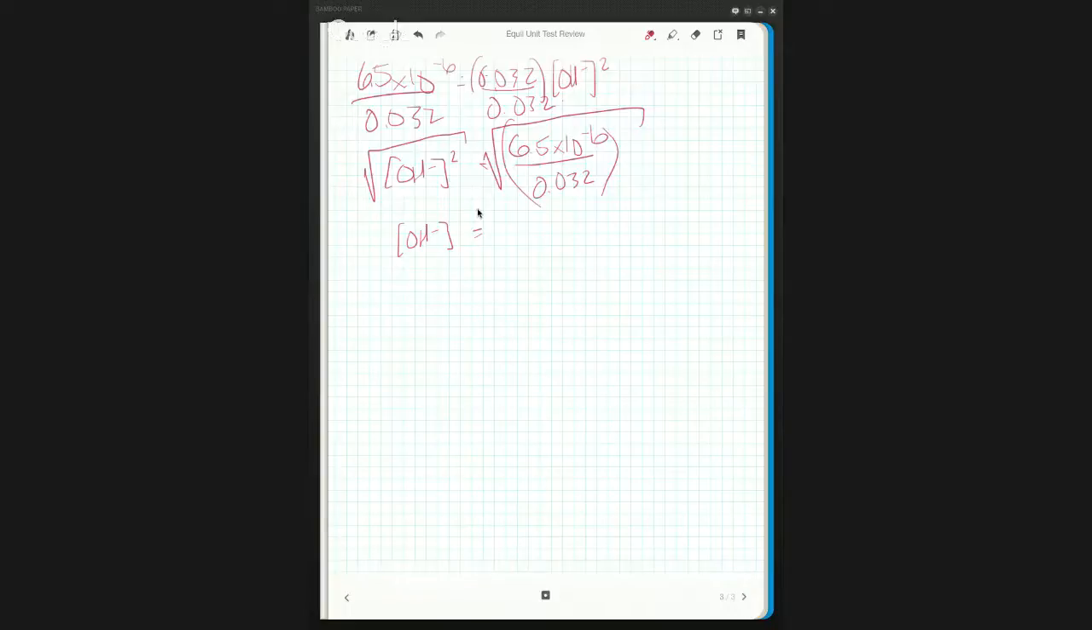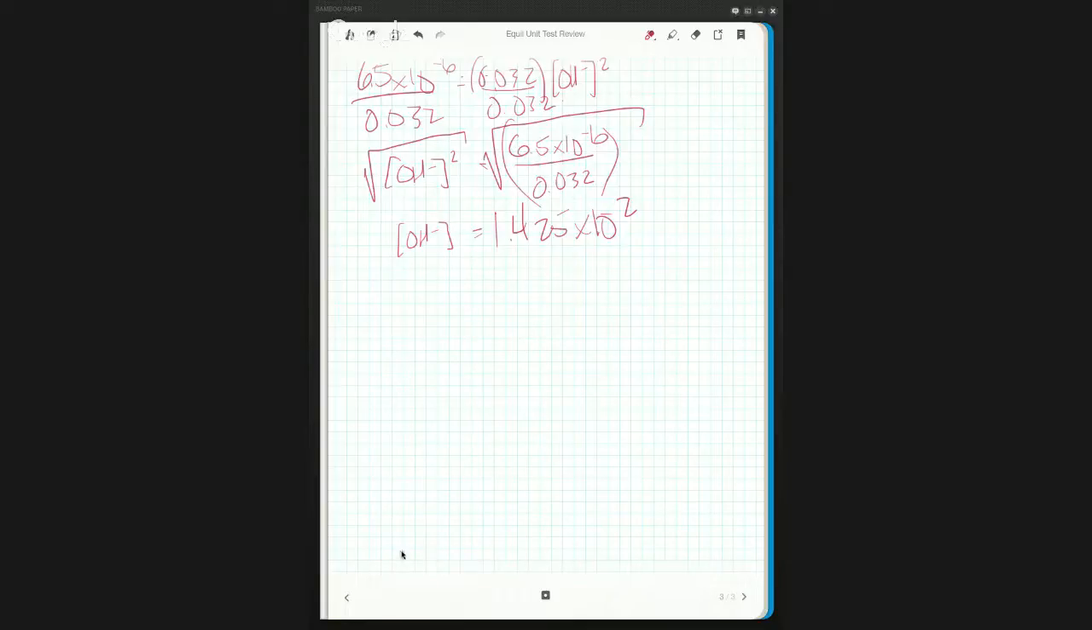So for this one, it's 1.425 times 10 to the negative 2. That was the concentration of the OH minus that's needed. That's actually fairly high, but once you get to that point, then you're going to have that precipitation.